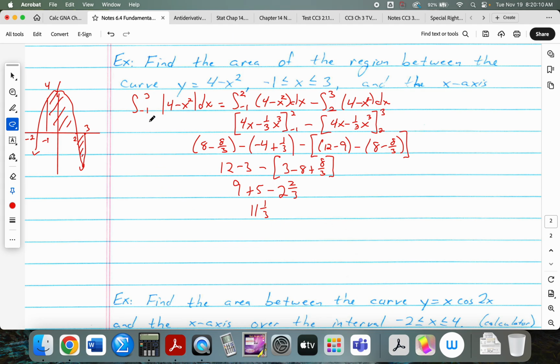If you had just done the integral from negative 1 to 3, because this part counts as negative, it would have been quite a bit smaller than that.